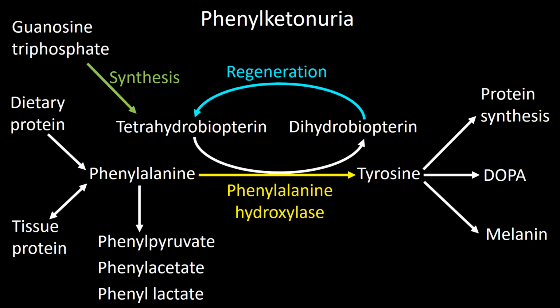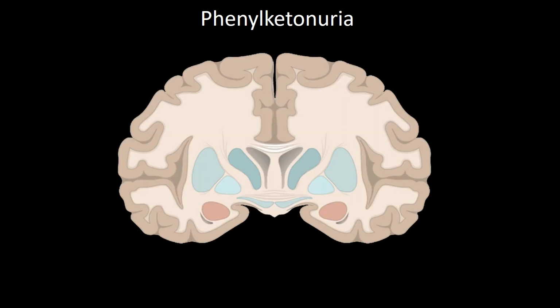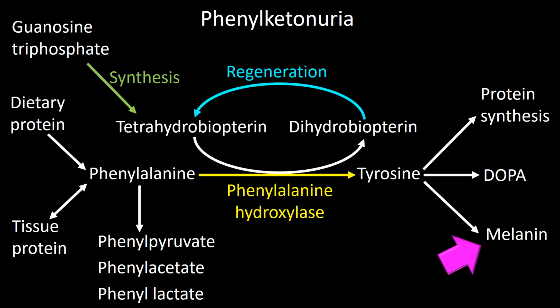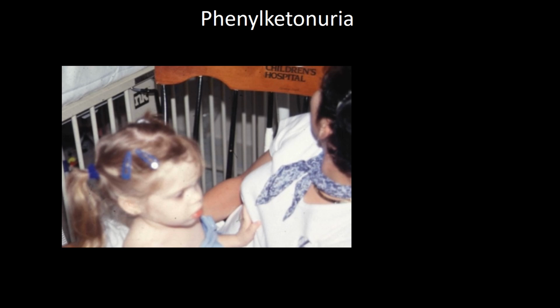Classic PKU results from a failure of phenylalanine hydroxylase to convert phenylalanine to tyrosine, leading to accumulation of unwanted phenyl substances and a deficit of wanted substances. This combination produces an encephalopathy manifested by extrapyramidal signs and signs of cortical dysfunction. The manifestation of failure to produce melanin may at times produce very characteristic findings, such as the one you see here. As you can see in this photograph, there is a difference between the child's skin and hair color and the mother's. The patient's hair is red and the complexion very light.